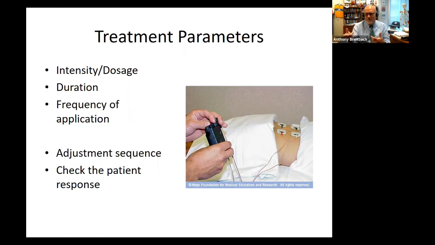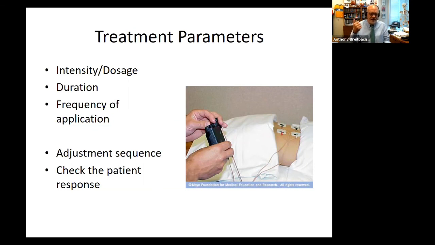For example, the picture in here is a TENS unit. Often what we'll do is we'll set it initially, we'll instruct the patient in its use, and they will continue to turn it up as they accommodate to that sensation. And then you want to keep checking back with the patient's response. And you also want to give the patient a safety bell for them to be able to summon you whenever they need you to come.